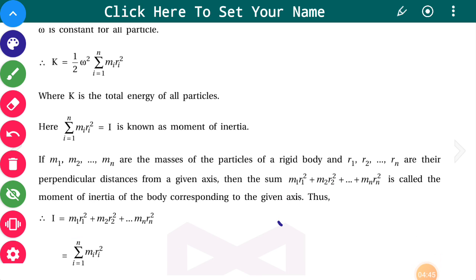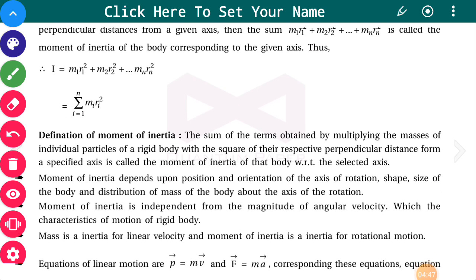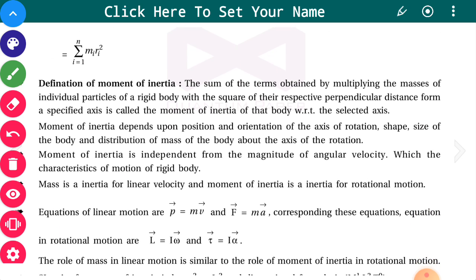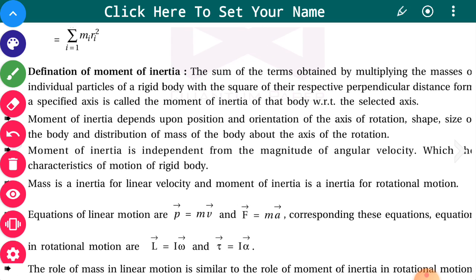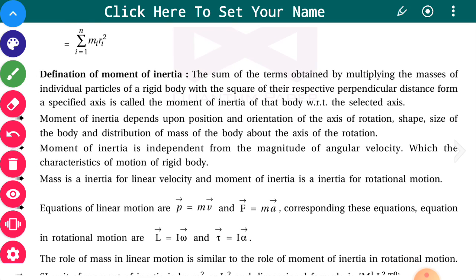It is very easy to understand. Now there is a clarification about this moment of inertia. Definition of moment of inertia: the sum of the terms obtained by multiplying the masses of individual particles of a rigid body with the square of their respective perpendicular distances from the specific axis, or rotational axis, is nothing but the moment of inertia.